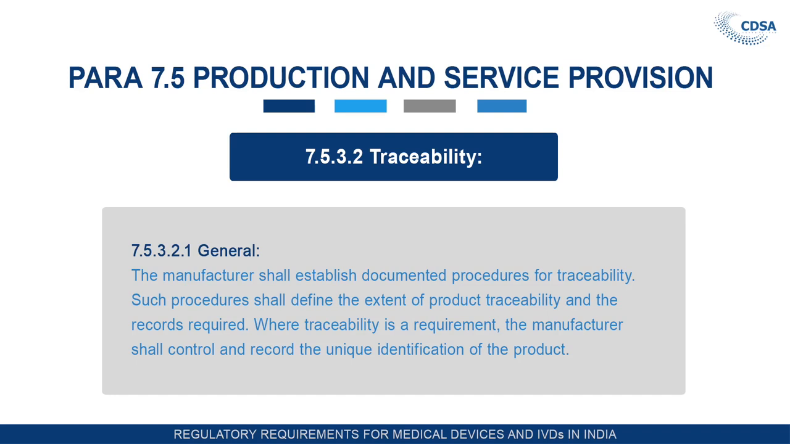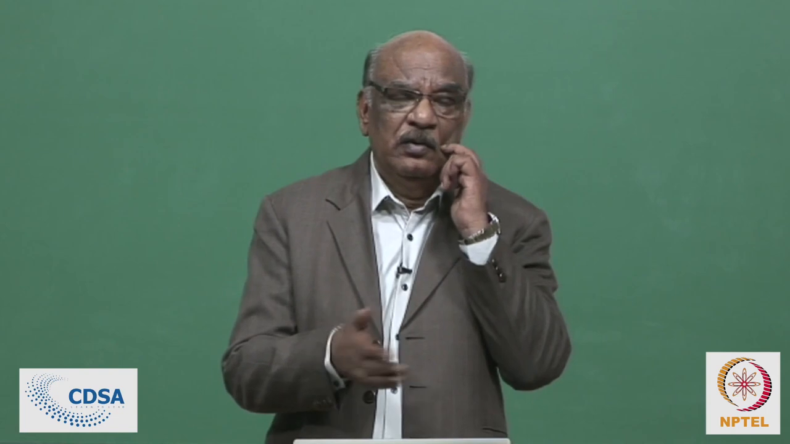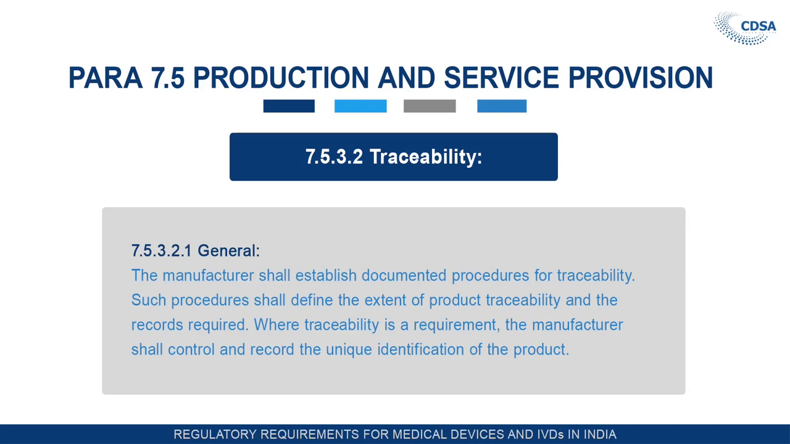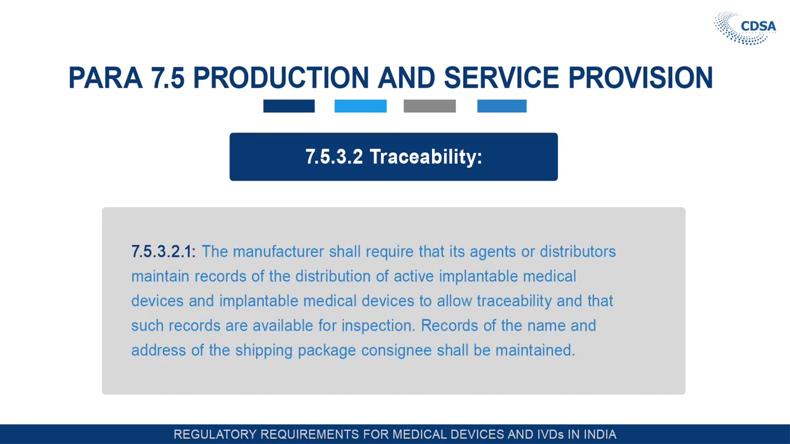In case of intra-plant traceability, we can trace a particular process to a batch, to a person who made that, who activated that process and who is responsible. So traceability of an action in a manufacturing plant is extremely important to troubleshoot problems later on. The manufacturer shall require that its agents or distributors maintain records of the distribution of active implantable medical devices and implantable medical devices to allow traceability, and that such records are available for inspection. Records of the name and address of the shipping package consignee shall also be maintained. So it's a comprehensive record keeping of the whole product.